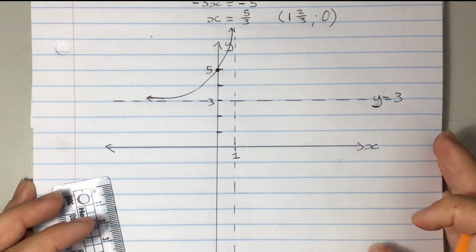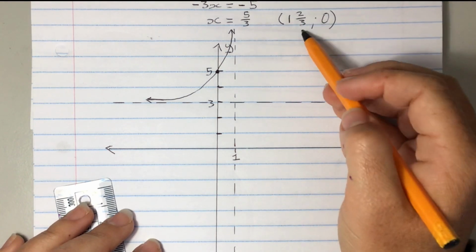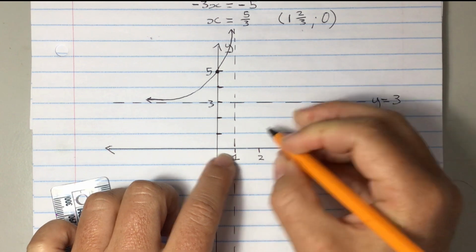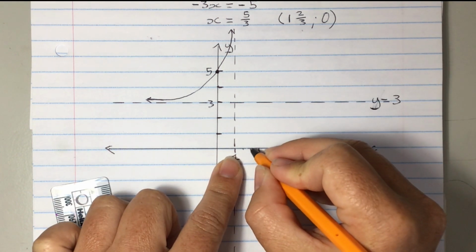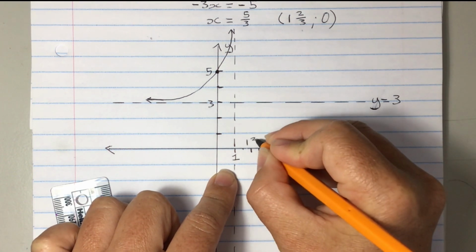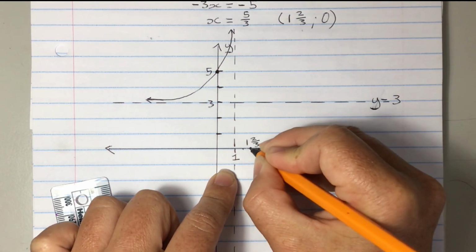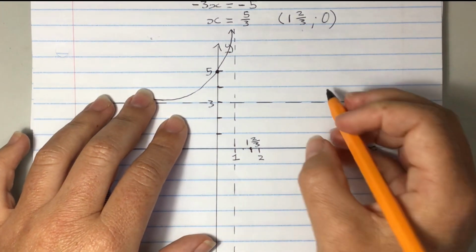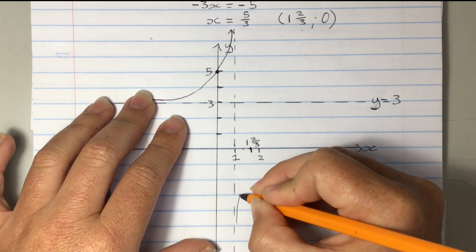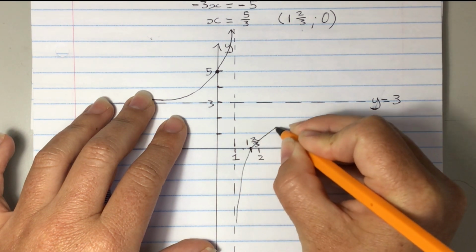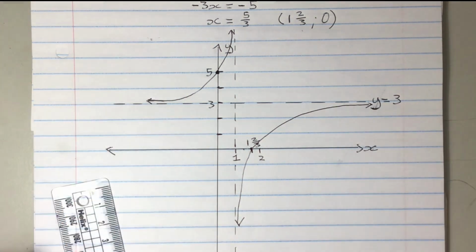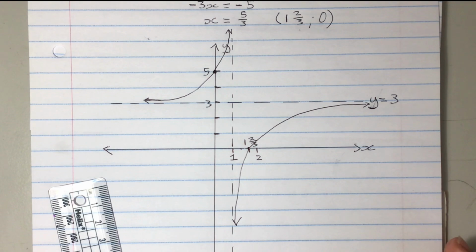Now for our x-intercept, 1 2/3, so 1, so I need a 2, and then I break up the space into 3 parts, so about there is 1 2/3. So there's my point. And once again, I've got lots of space here to start close to my asymptote, go through my point, and then go back close to my asymptote over there. And that is our final example.